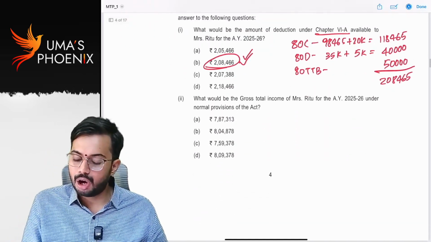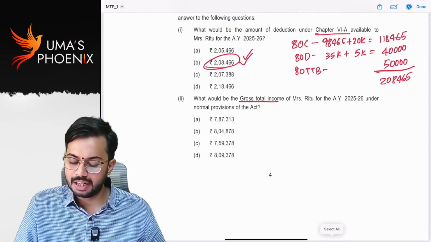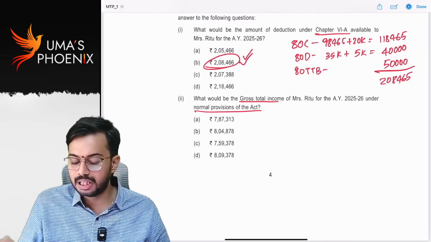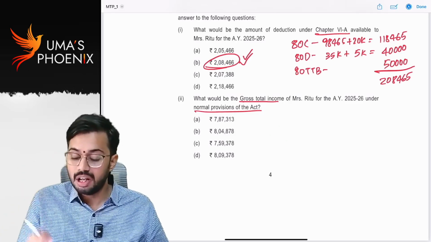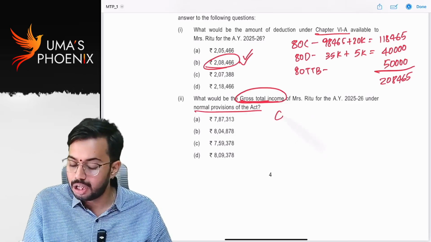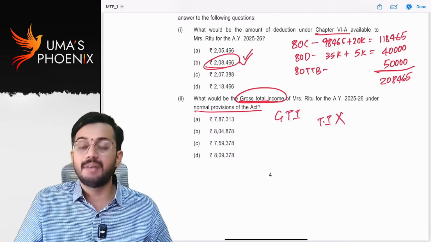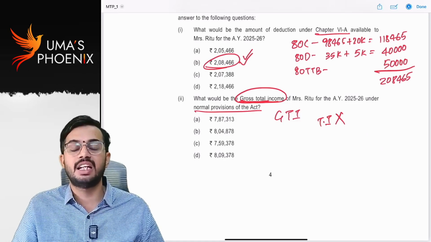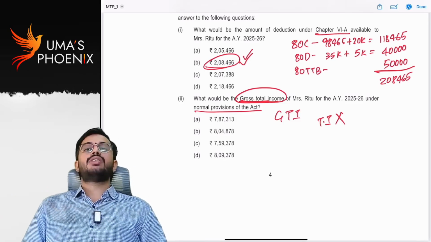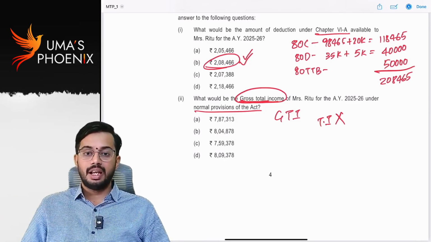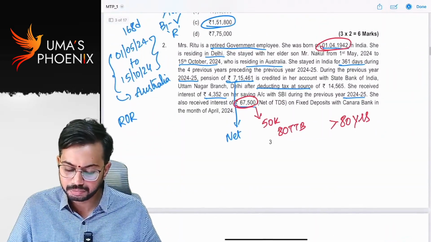What would be the gross total income of Mrs. Ritu for assessment year 25-26 under normal provisions? What is being asked? Please look. He asked us to calculate gross total income, not total income. Total income means after claiming chapter 6A deductions. He did not ask us to calculate total income. He asked us to calculate gross total income. Now, how much is gross total income?